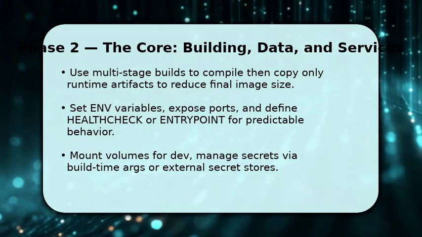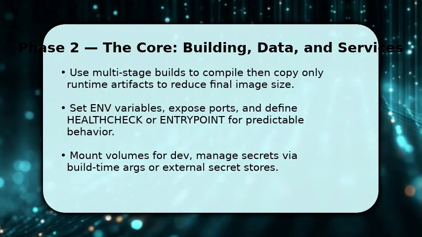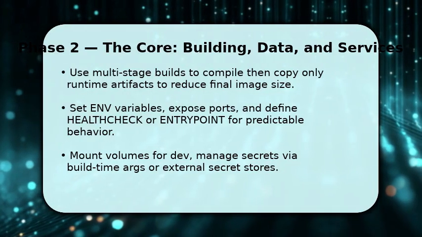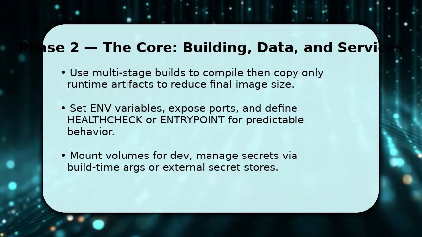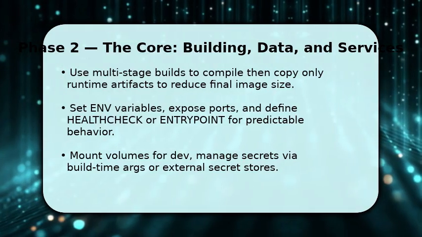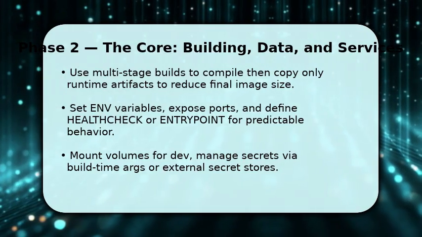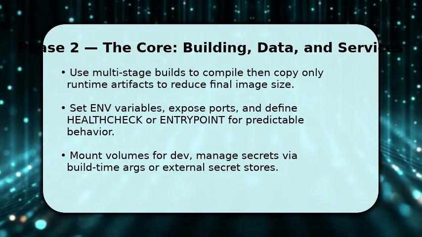Configure environment variables and expose the necessary port, and set a clear entry point or CMD. For development, mount code as a volume. For production, bake config and avoid volumes. Finally, tag images with semantic names, and use Docker BuildKit.